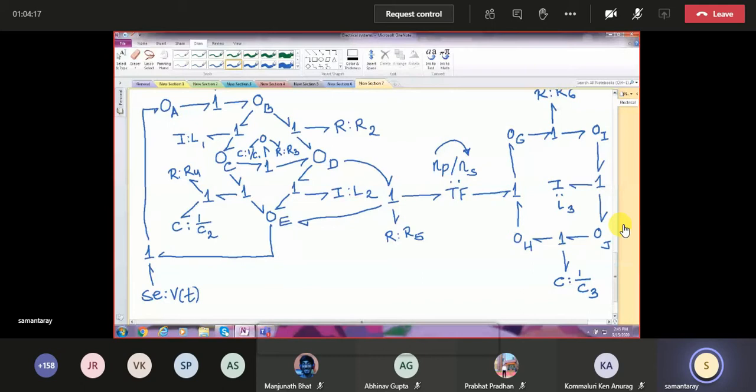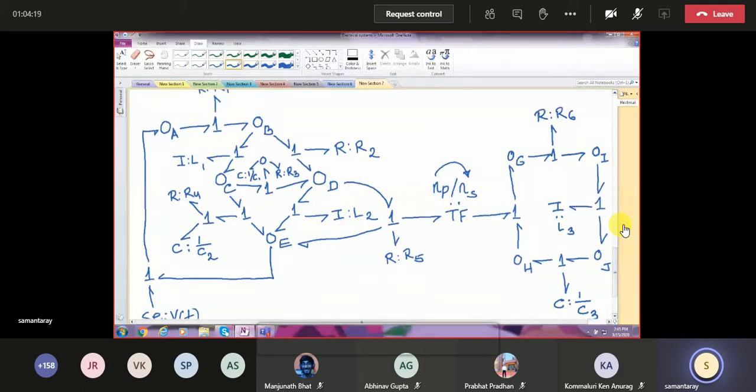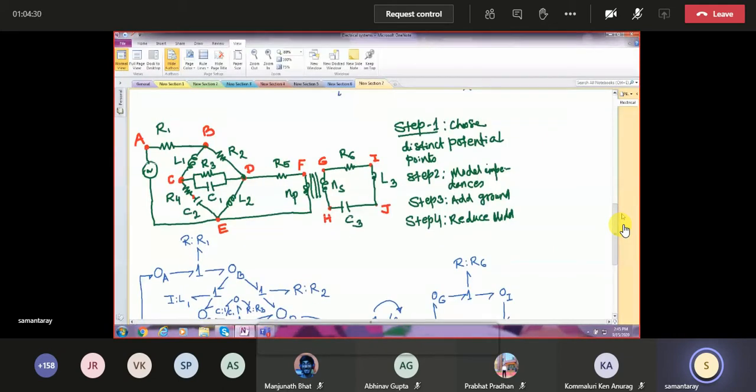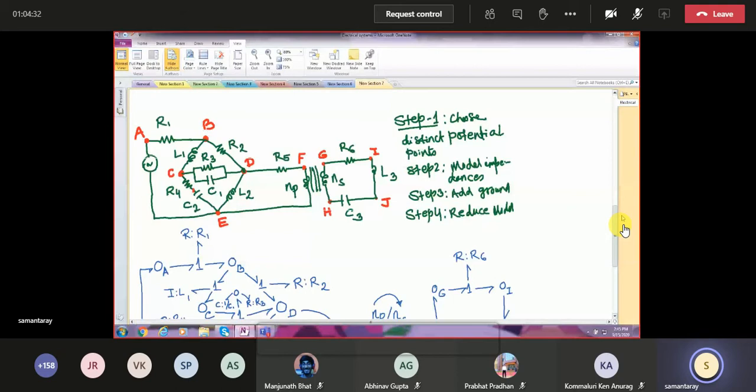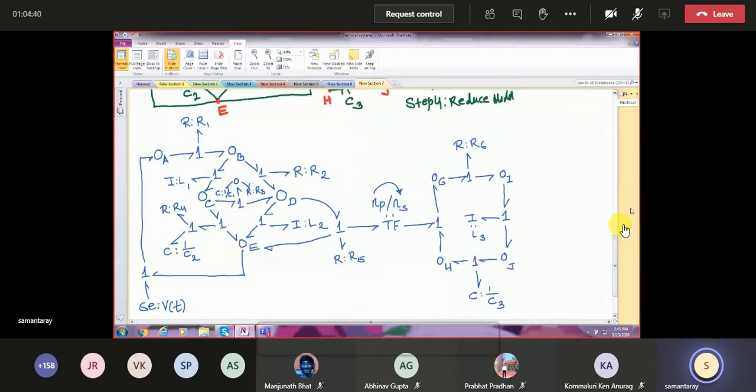After steps 1 and 2, we have got this model. So we have step 1, choose distinct potential points. Step 2, model impedances. That's what we have done already. So this is how we get it. But this is not the complete model. This kind of circuit is called a floating circuit.